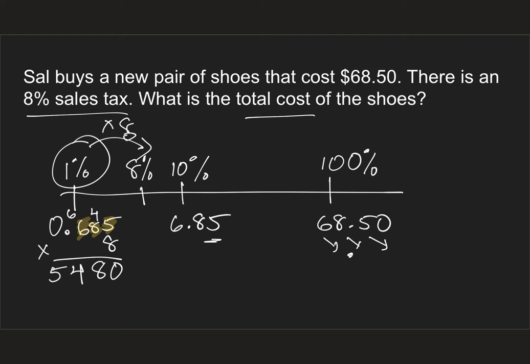5, 4, 8, 0. So I put 480 because we want 3 numbers behind the decimal point. But in money, we wouldn't keep that 0. So it's just $5.48. So 8% is $5.48.